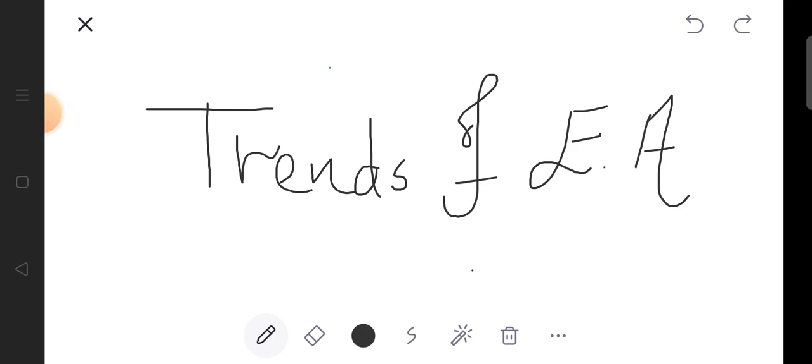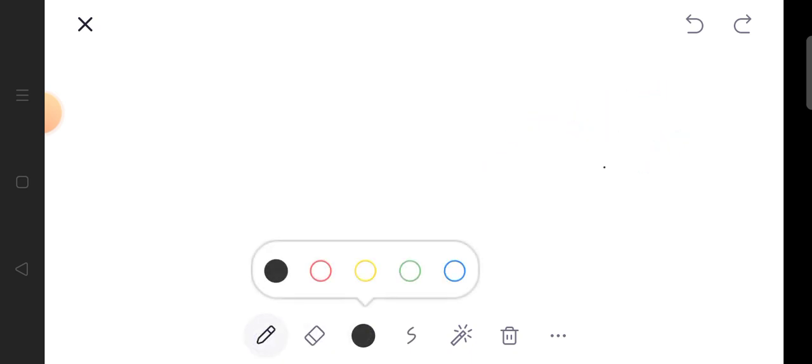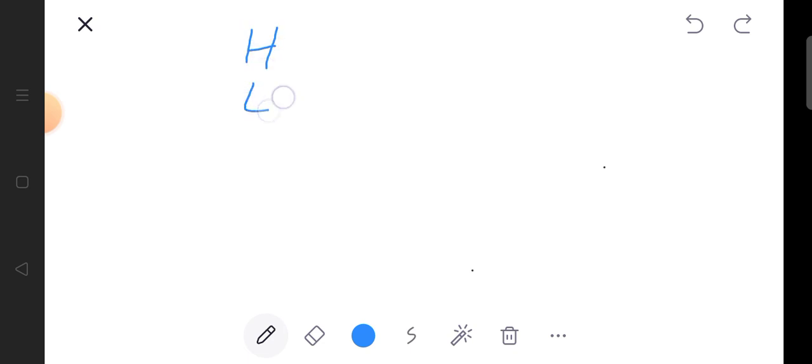Now we are going to discuss the trends of electron affinity in the periodic table. As we know, when we move down the group in the periodic table, let's take the example of group 1A, which contains hydrogen, lithium, sodium, potassium, rubidium, cesium and francium.